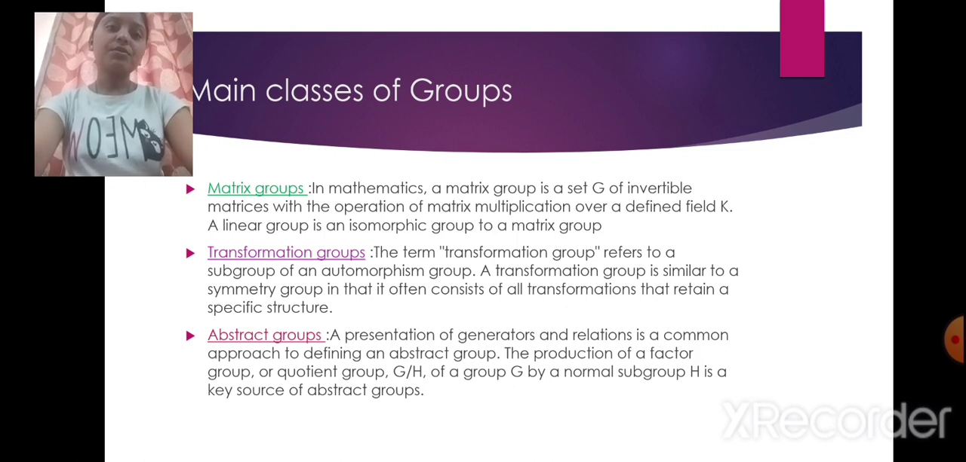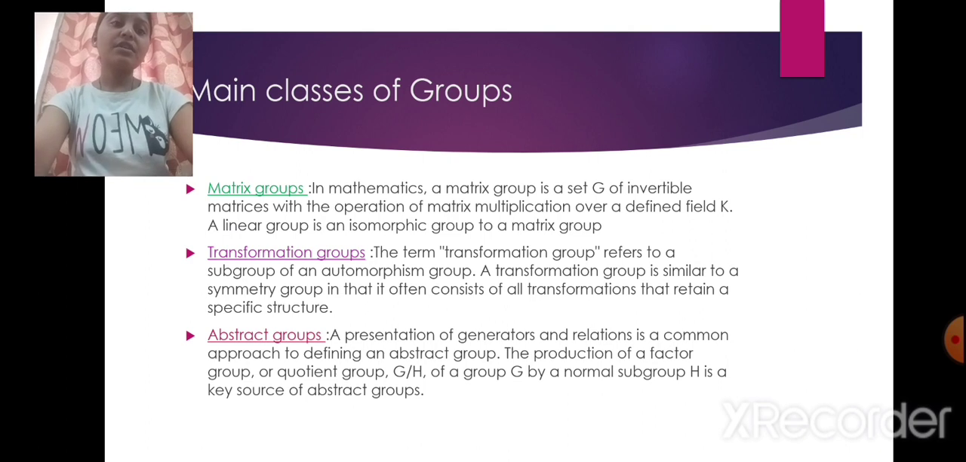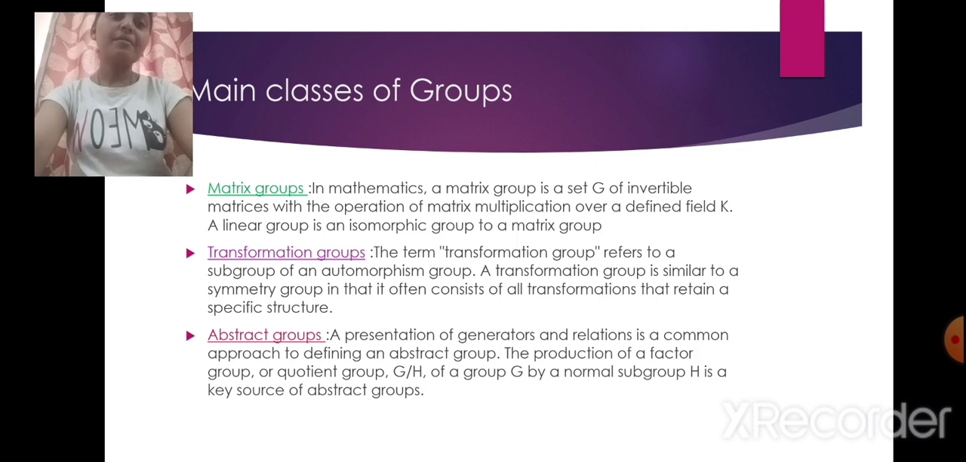Abstract group. A presentation of generators and relations is a common approach to defining an abstract group. The production of a factor group or quotient group G by H of a group G by a normal subgroup H is a key source of abstract groups.